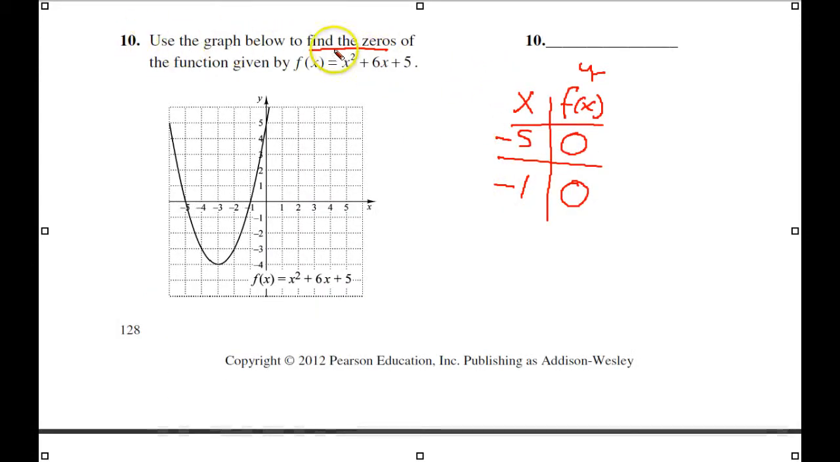So for number 10, here they want us to find the zeros of this parabola. There's the graph of the parabola. We're looking for where the graph crosses the x-axis, because there our y value is 0. So finding the zeros is where the parabola or the line crosses the x-axis. In a sense, they're the x-intercepts. And there they are.